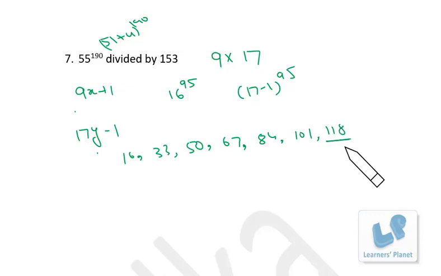So this number is in 17y minus 1 format as well as 9x plus 1 format. So when 55 raised to 190 is divided by 153, the remainder will be 118. Okay. I hope it's clear to you. We move to the next.